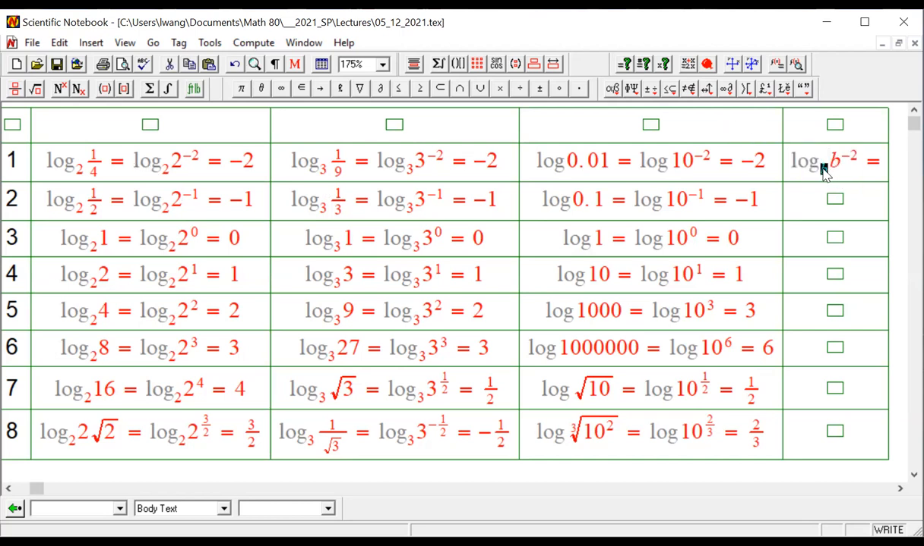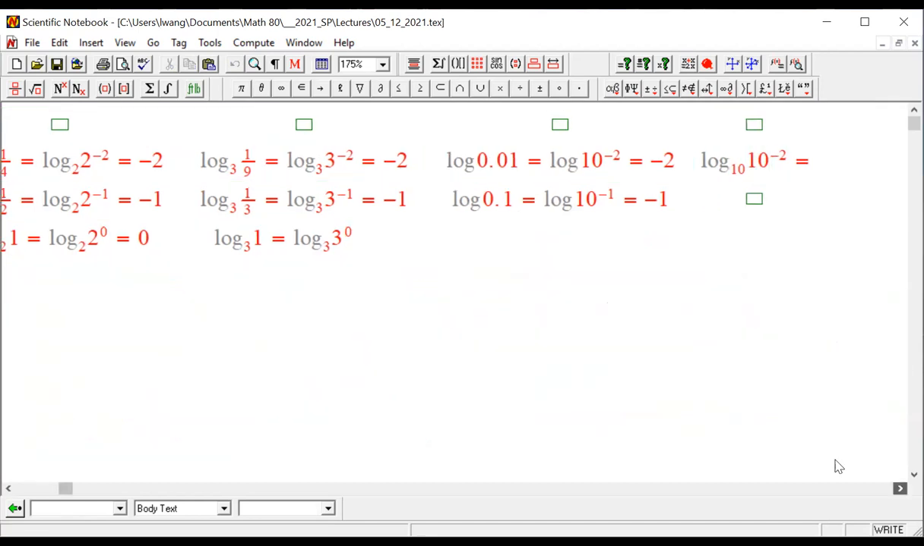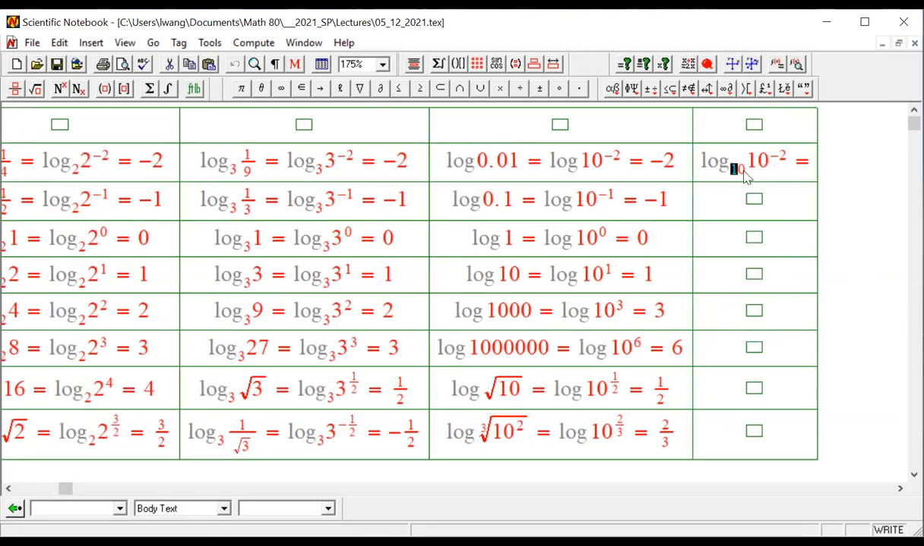So B can be 2. If this B is 2, it's the first one. If B is 3, that's the second one. If B is 10, that's the third one. What do they all equal to?